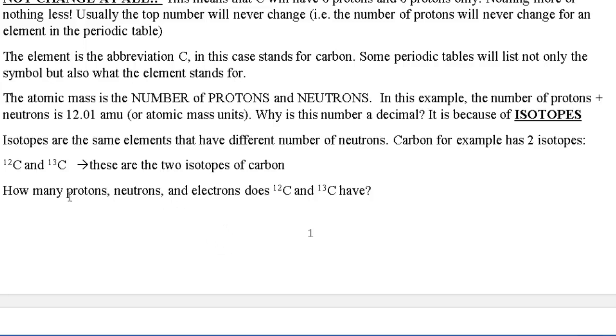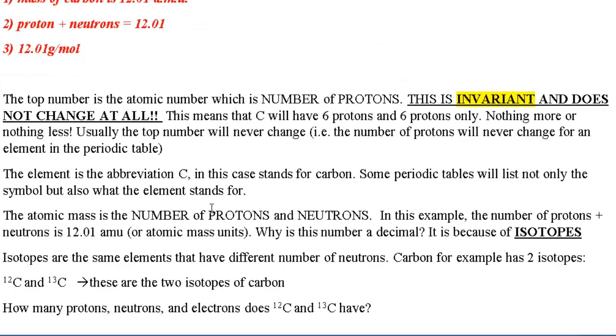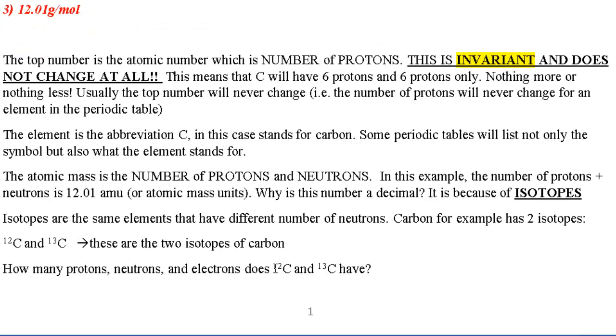Well, first of all, the protons are invariant and will be 6. You can just refer to that in your periodic table. Electrons are also going to be 6 because carbon has no charge, no positive charge, no negative charge. The way you see it here, it's not an ion, and so it will also be 6. The neutrons vary. Let's calculate that really quickly. The atomic number is 6, so 6 plus 6 will be 12. So this will have 6 neutrons. 6 plus 7 will be 13, so this will have 7 neutrons.